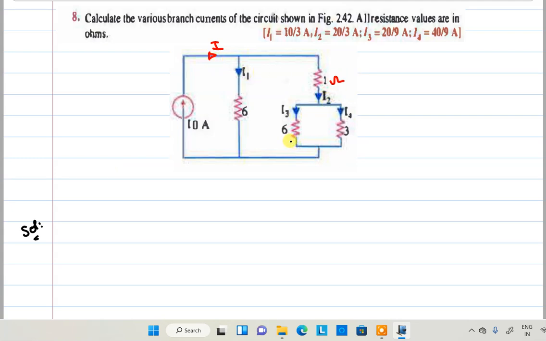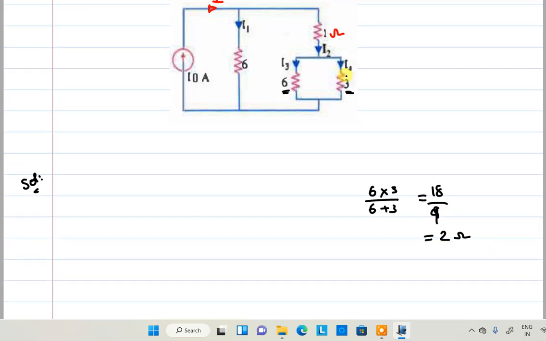So look at here. This is a 6 ohm and this is a 3 ohm connected in parallel. So 6 into 3 by 6 plus 3, that is equal to 18 by 9, that is equal to 2 ohms. All of it clear? So I can replace this 6 and 3 by 2 ohms, right?